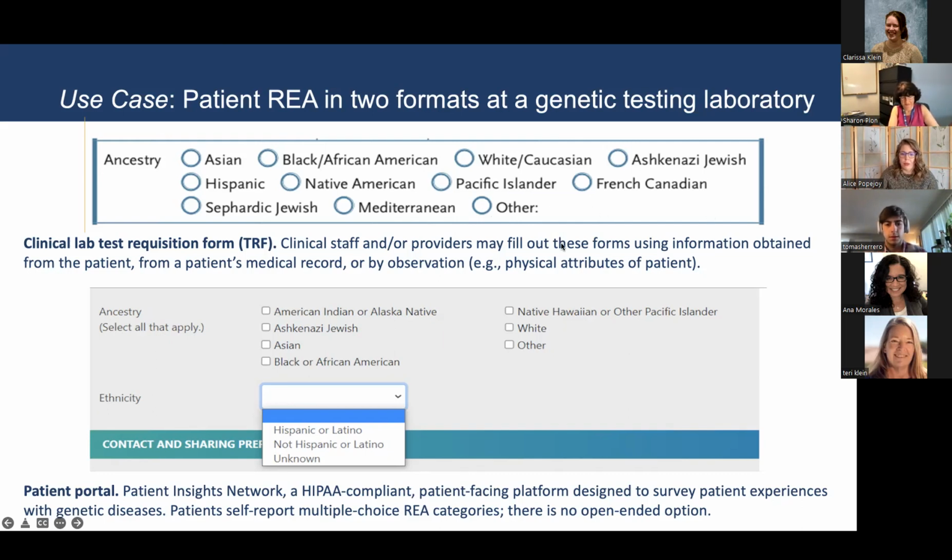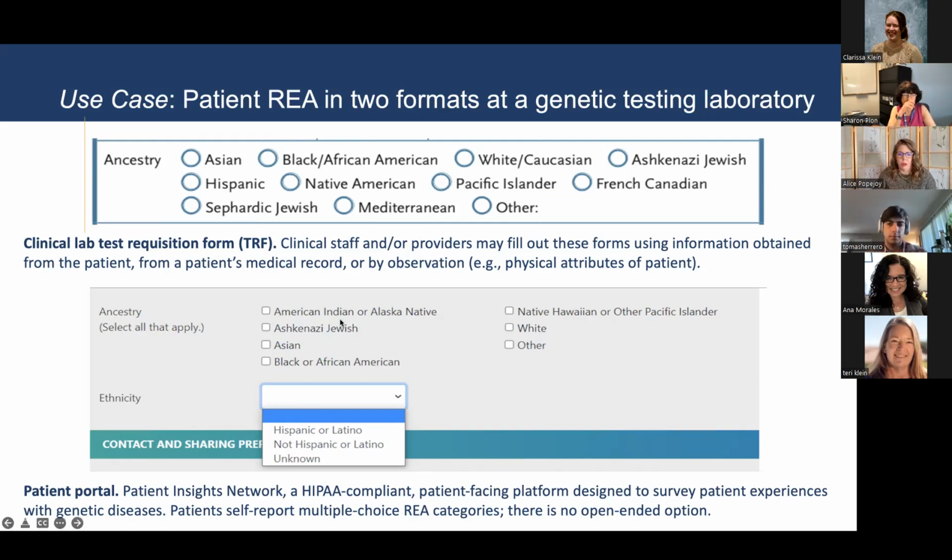There's also this patient portal that was acquired by Invitae at some point, I think somewhat recently, the Patient Insights Network. So this is a patient-facing platform where they can log in and fill out the information on their own, and it's not necessarily in a clinical setting or in a conversation with a provider.